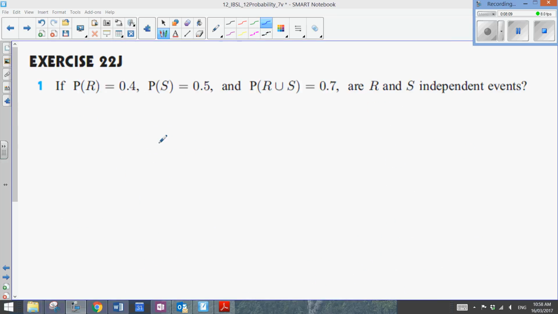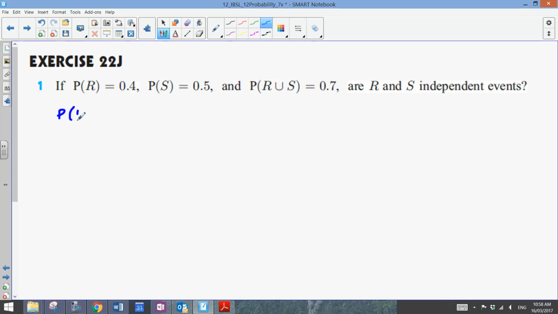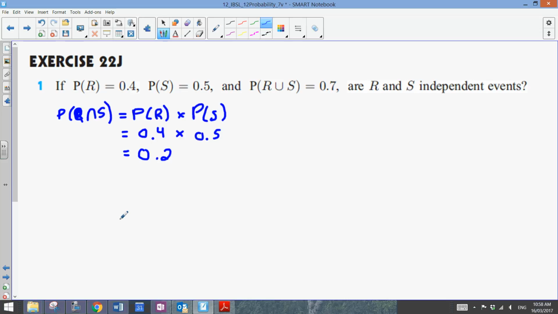So, a pretty typical example for IB is asking you to prove independence or to test for independence. So R and S, are they actually independent events? We know that for independent events, I would like the intersection of R and S to be the probability of R multiplied by the probability of S. If that's true, then we would have 0.4 multiplied by 0.5, and we would get 0.2. Now, I can't just say yes, they're independent, because when you multiply them, you get 0.2, because you're going to get an answer when you multiply any of these events, whether they're independent or not.